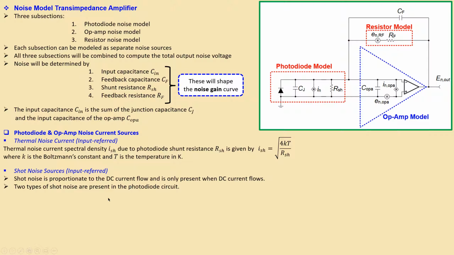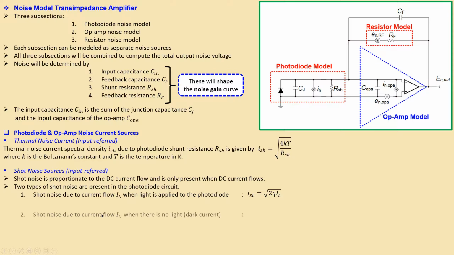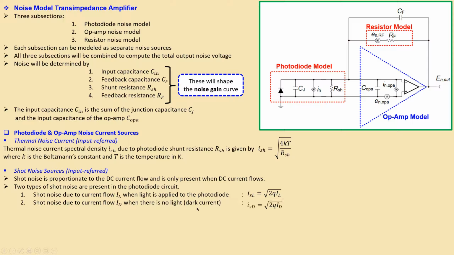We have two types of shot noise in the photodiode. First, the shot noise due to the current flow if you have light applied to it, which is given by this expression, I_SL, the square root of 2q times that current, where q is the elementary charge of the electron, and the DC current is flowing in this form when you have light. And you have also shot noise due to the current flow when there is no light, which is the dark current. Again, a similar expression, 2q times that dark current.